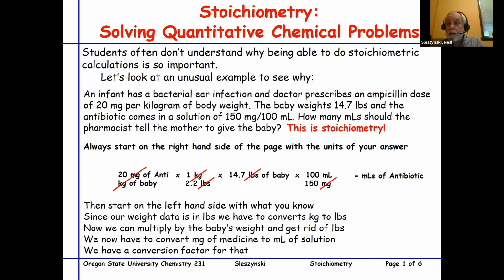Again, we'll physically go ahead and cancel out units so that we can see that we haven't accidentally flipped that conversion factor. Of course, it was given to us flipped, 150 milligrams per 100 milliliters, but we can use that in either direction, and this problem requires us to use it as 100 milliliters per 150 milligrams. We can see the only units we have left when we're done with the calculations are the units that we need for our final answer, which are milliliters of antibiotic.